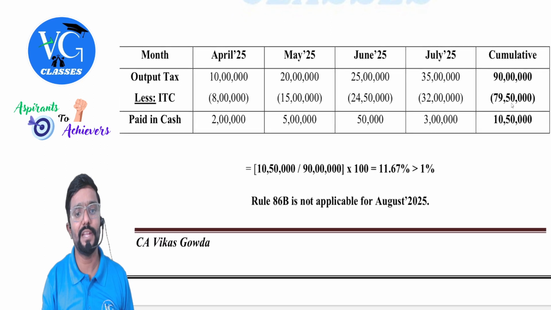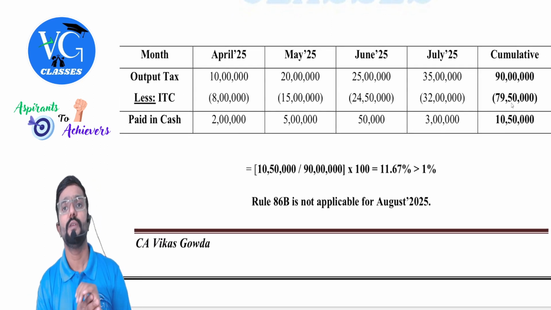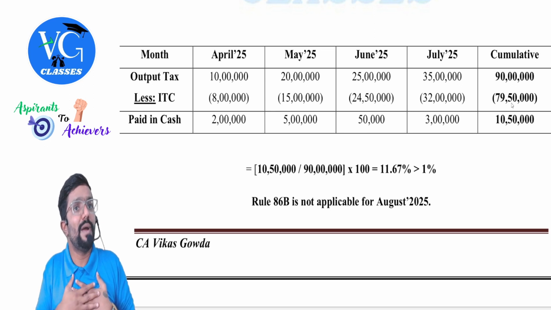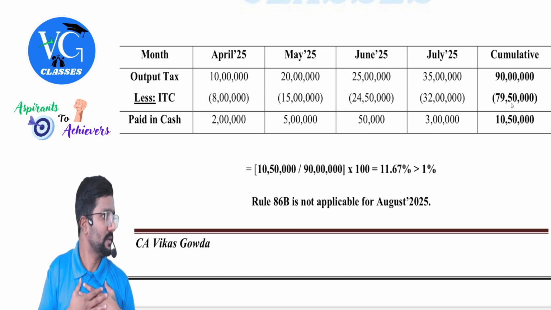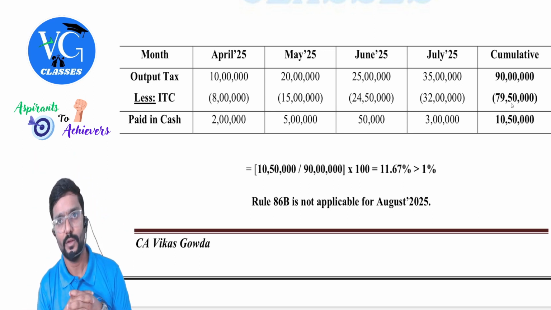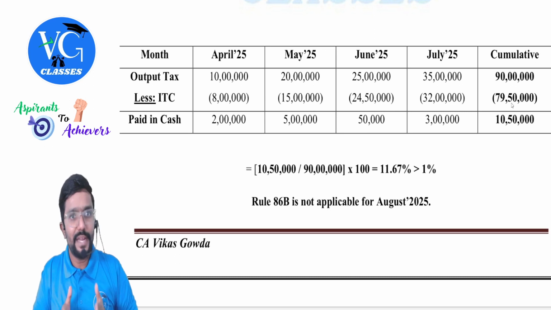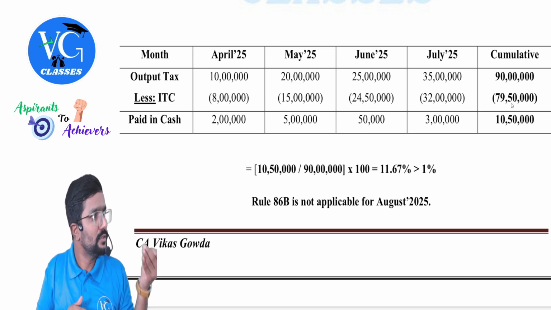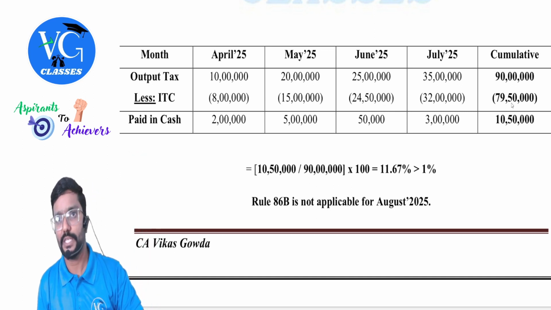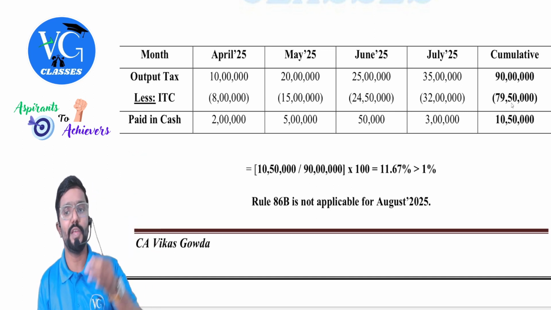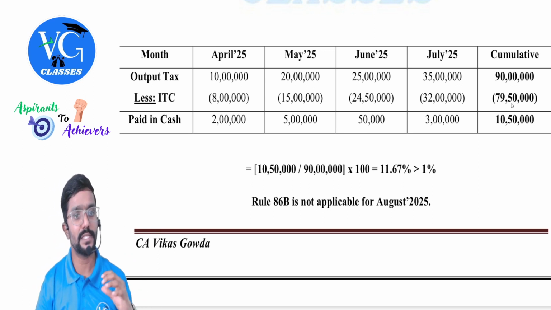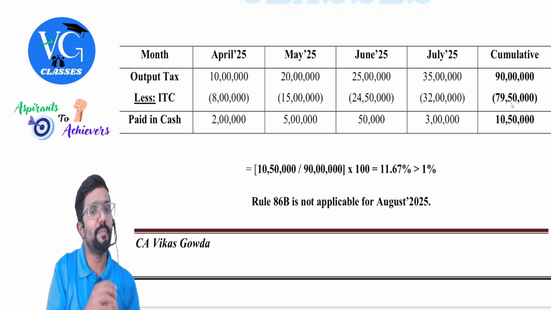Now, guys, assume we are in August 2025. And in August, my monthly sales is more than 50. Is Rule 86B applicable? Yes. But we need to check something. We are in August, which is the preceding month? July. Till the end of July, how much have I paid? I need to check. So I will take from the beginning of the year, April, May, June, July calculations. So let us learn like this. What was the output tax of April? 10 lakh.